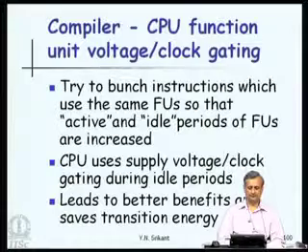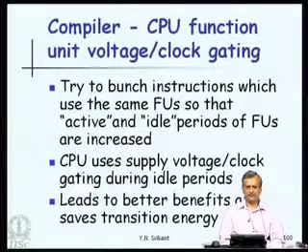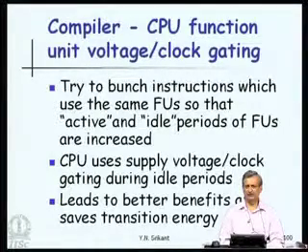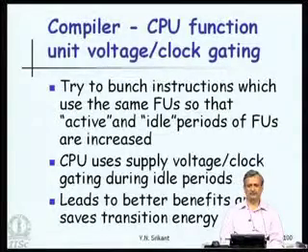Let me elaborate. The function unit is executing some operations. Now, in the program which has not been transformed by any compiler technique, it is possible in the worst case that there are 1 or 2 ALU operations, then there is an idle period of 1 or 2 cycles, another ALU operation, another idle period, and so on and so forth. And because the idle period is more than 1 cycle, the hardware switches it to low state and then again to high state whenever the FU is needed.